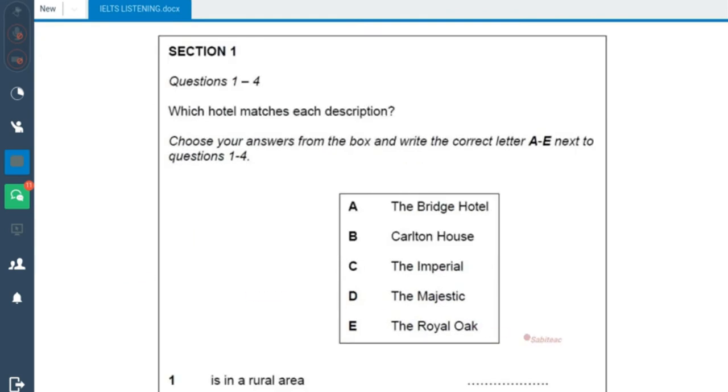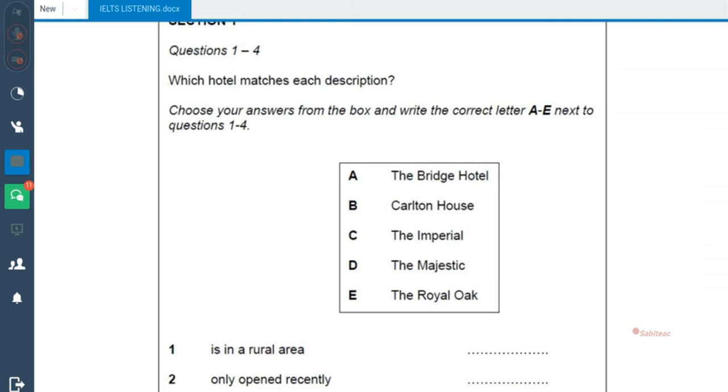This is an example on your screen. I believe you can see the matching example question on your screen. Look at the instruction. It says which hotel matches each description. So this is a matching question. It also says choose your answers from the box and write the correct letter A to E next to questions 1 to 4.